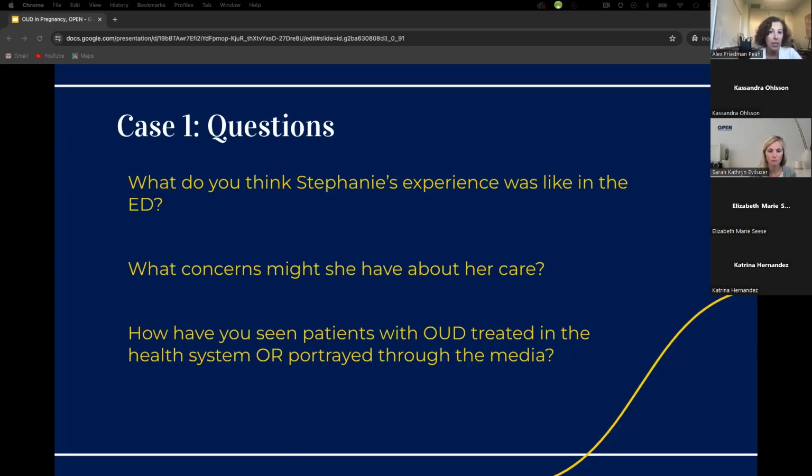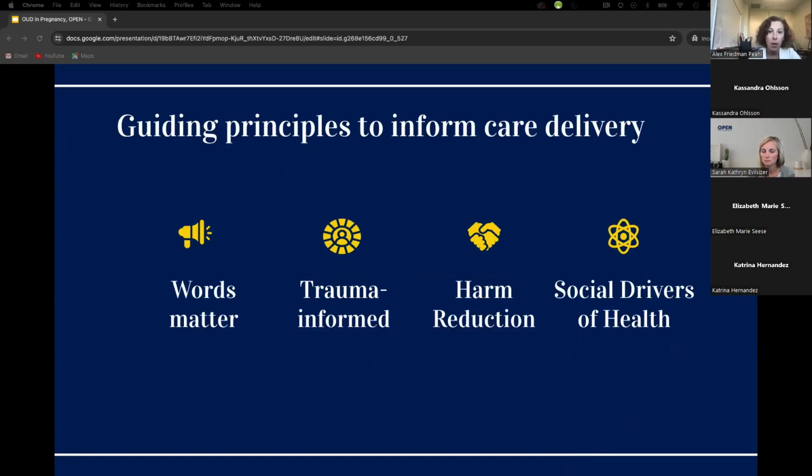And in fact, this message is echoed through the media. We often see a sensationalist approach to addiction and pregnancy, with several TV shows providing really stigmatizing portrayals of substance use disorder in pregnancy. And for all these reasons, it's really critical to bring these guiding principles to care delivery: the use of careful language, trauma-informed approaches, harm reduction, and careful attention to social drivers of health.